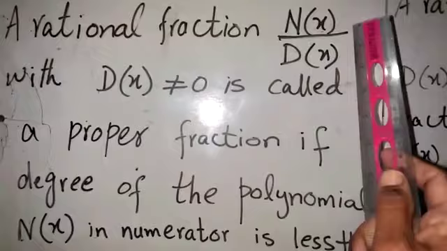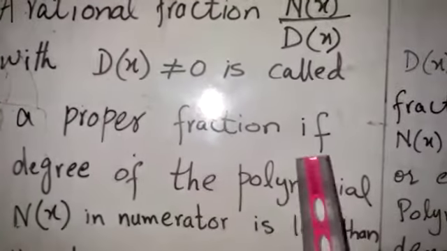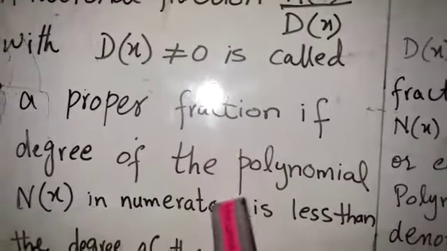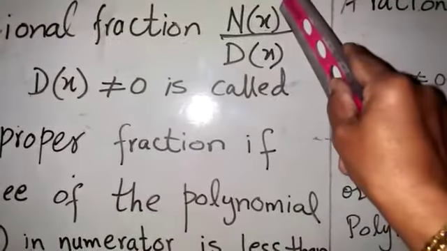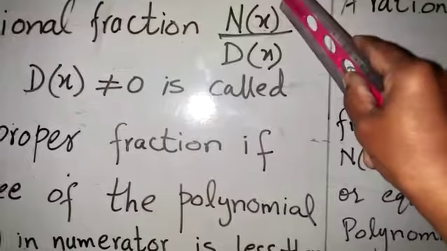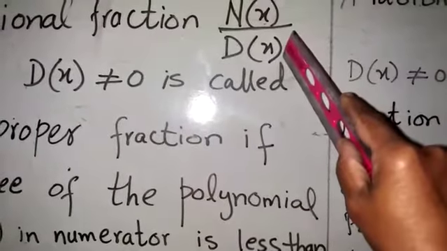A rational fraction is known as a proper fraction if the degree of the polynomial in the numerator is less than the degree of the denominator.